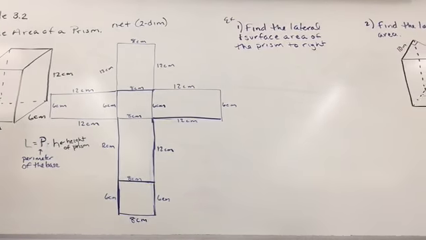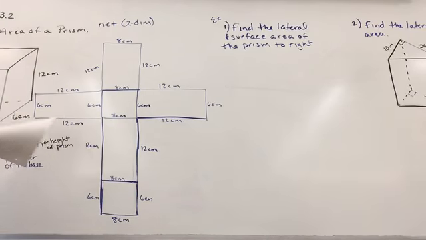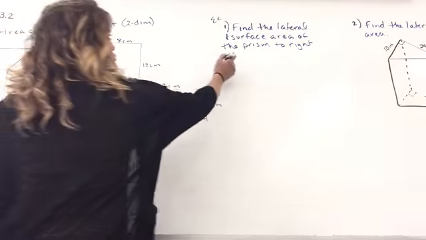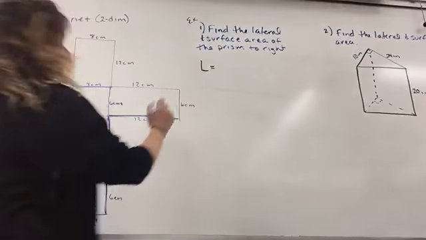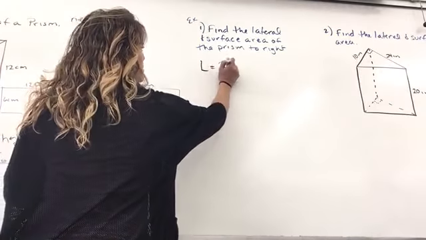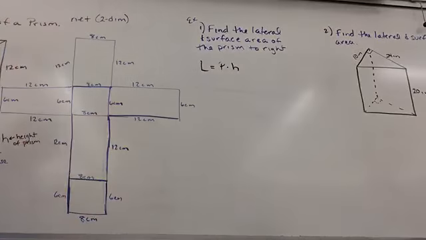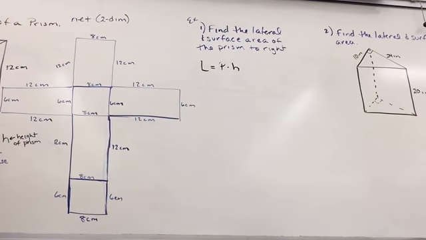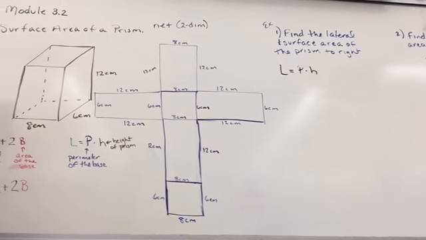So I'm going to move the board down just a little bit. We're going to find the lateral area and the surface area of that prism that we looked at. So we're going to start with our formula. I'm going to go with L first. So to find the lateral area, that means I want my perimeter of the base times the height. So I want to go back, and I'm going to slide the board back over.